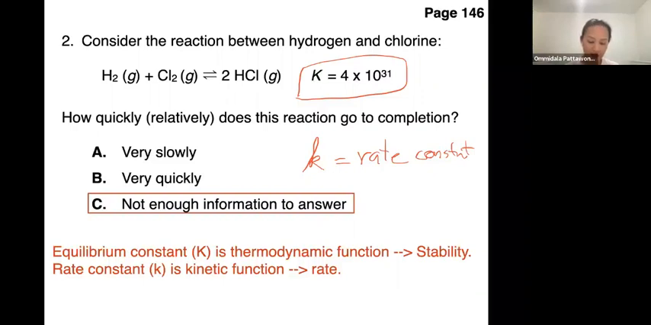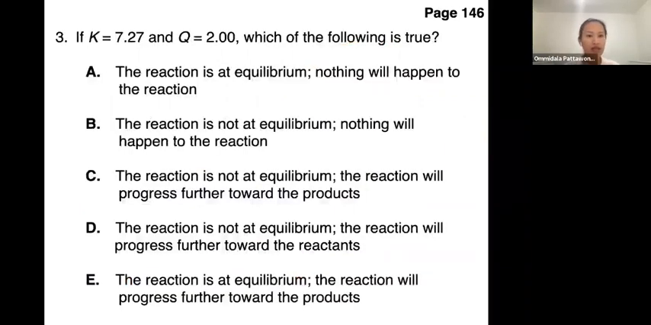The reason for that is because the big K is a thermodynamic function that tells us only about the stability between reactant and product. It doesn't tell us about the speed. If you want to know about the speed, then you need to look at the kinetics function, which is the rate constant. Okay. All right, let's take a look at 3.